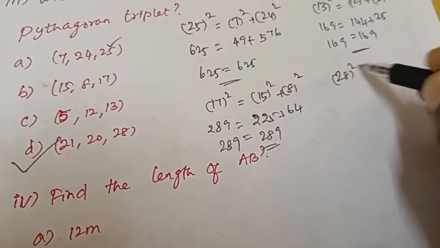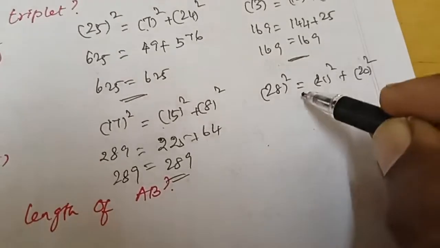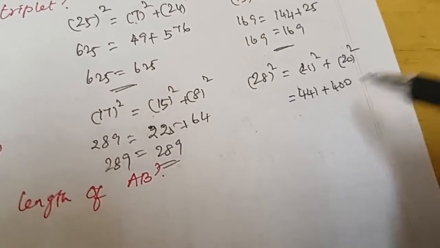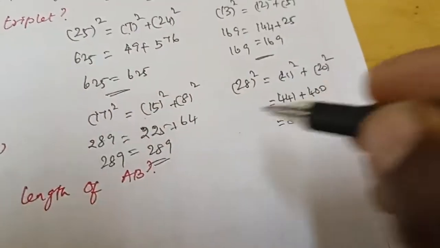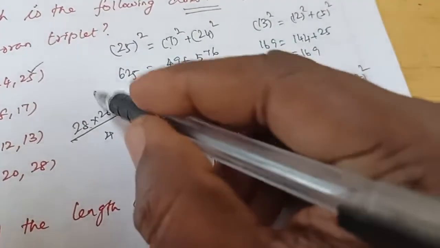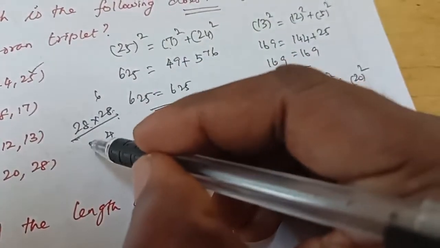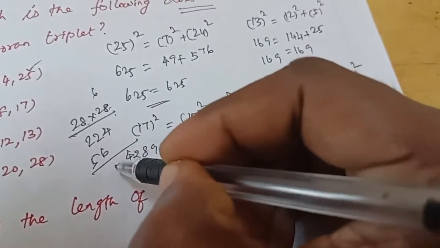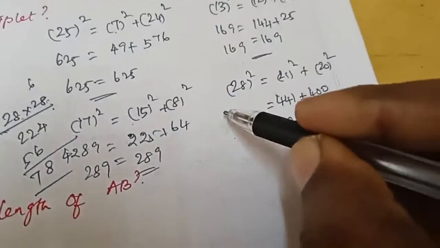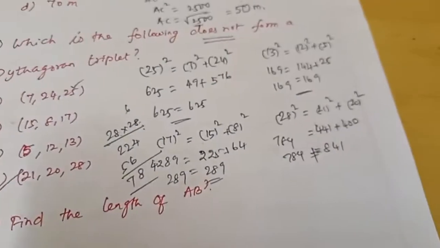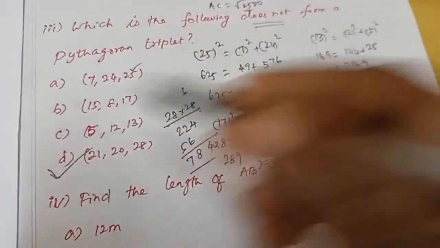28 the whole square, which should equal 21 the whole square plus 20 the whole square. 21 the whole square is 441 plus 400, so it becomes 841. We will check the value of 28 into 28. 8 times 8 is 64, remainder 6 carry. 2 times 8 is 16, 16 plus 6 is 22. 2 times 8 is 16, remainder 1. 2 times 2 is 4 plus 1, 5. So it is 784. It is not equal, so it does not form a Pythagorean triplet. So option D is correct.